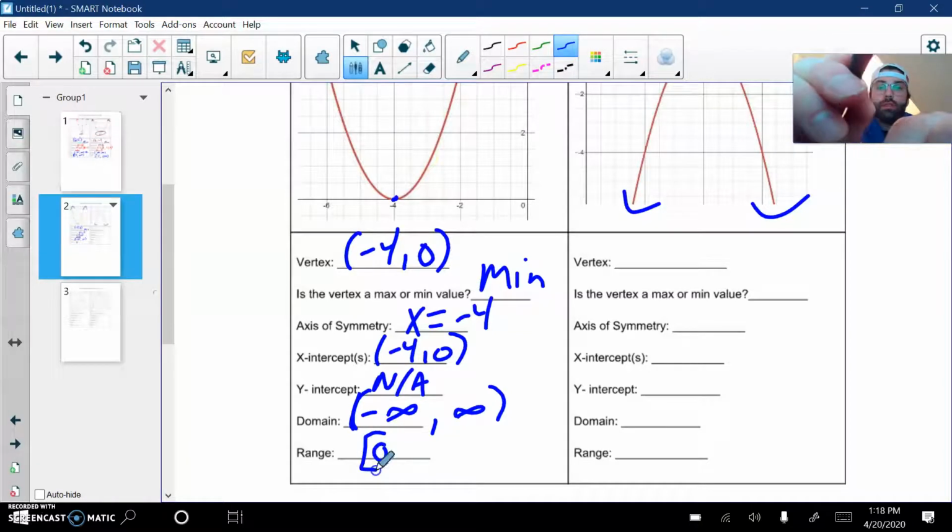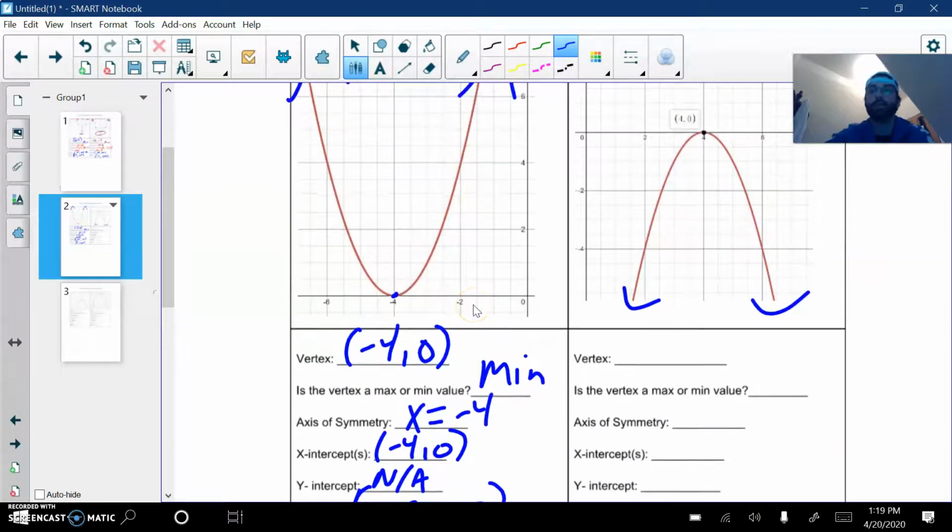And our highest possible value we cannot see, so infinity. Now the range will change always. Okay, I don't like saying always. It'll always change though when we're doing parabolas. All right, but what will determine whether or not these are flipped is if I have a maximum.